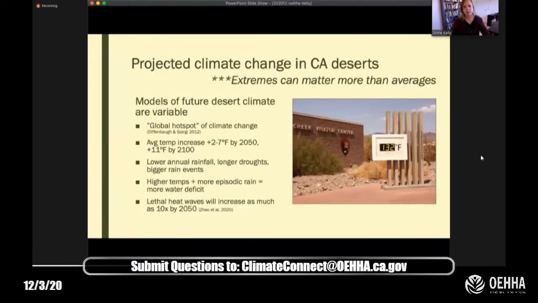So before we talk about the effects of climate change on desert vegetation, let's review what climate change will actually look like in California deserts. And before we dive into that, I want to discuss the ways that we talk about climate, especially averages versus extremes. Deserts live and die on feast and famine. Average years are very rare.